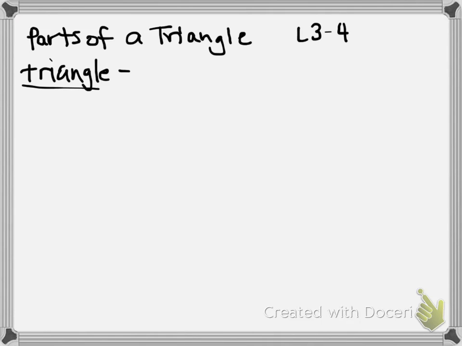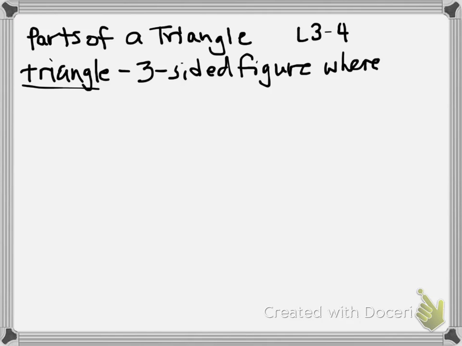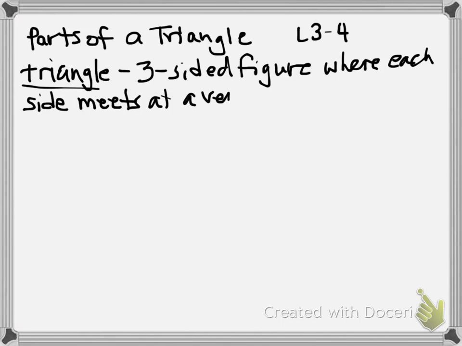So a triangle is simply a 3-sided figure where each side meets at a vertex. It has a symbol. You'll never guess what it is. Yes, it is a triangle. Nope, it is not a square.